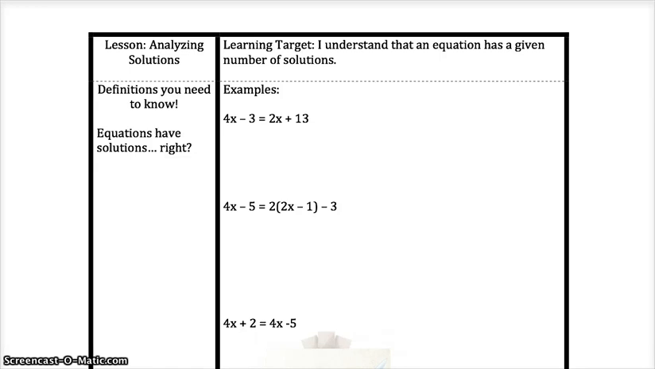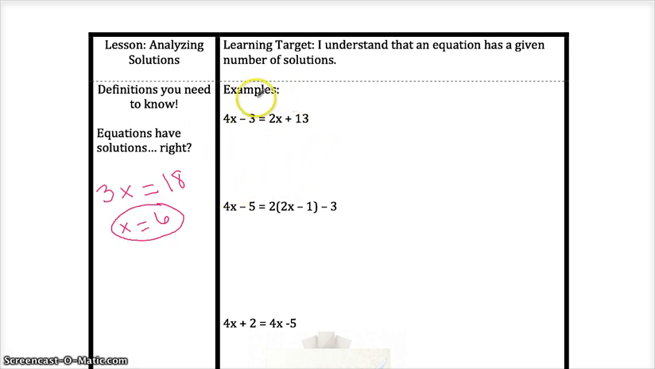Hi students! Today we are looking at the lesson Analyzing Solutions, and your learning target is I understand that an equation has a given number of solutions. So I have a little trick question for you. Equations have solutions, right? Every time we solve an equation, like 3x equals 18, we can figure out that x equals 6. So up until today, all of our equations have had solutions.